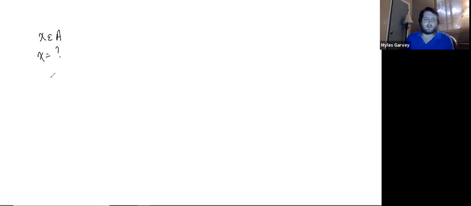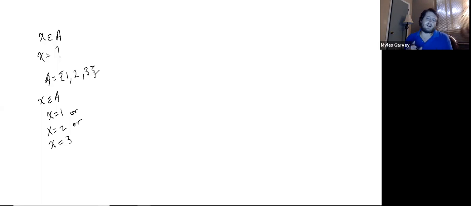So for example, suppose I had a set A equal to 1, 2, and 3, okay? And I write that x is in A. This means that x could equal 1, or x could equal 2, or x could equal 3, right? Pretty straightforward. But what if we wanted to make a statement about that x? Then we need to be very specific about which elements in that set that statement must apply to.